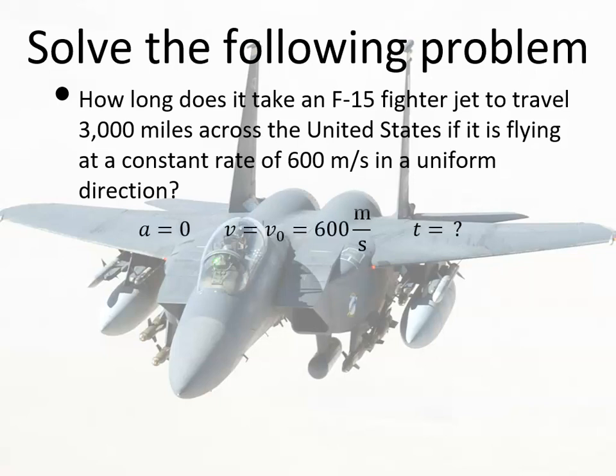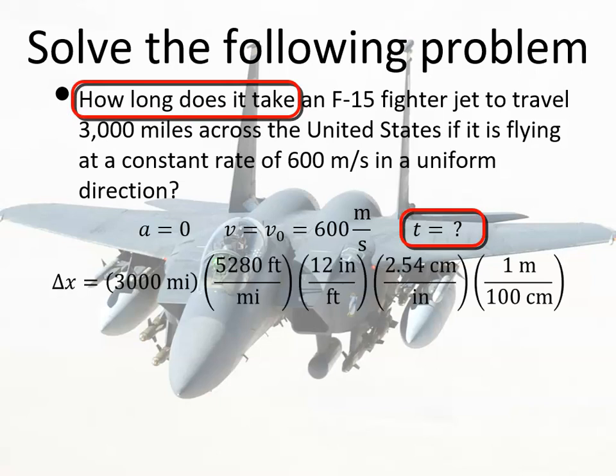So, well, let's see. Since it's a constant rate, that means a is equal to 0, no acceleration, which means V and V0, final and initial velocities, are the same. And we're wondering about the time. And we're given the distance, that's 3,000 miles. But remember, we've got to convert things to SI units. So miles to feet, feet to inches, inches to centimeters, and then centimeters to meters. So there's our delta x.